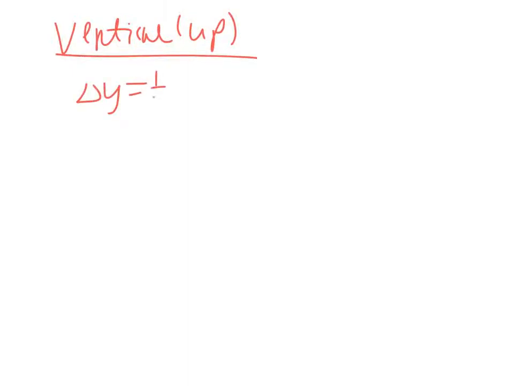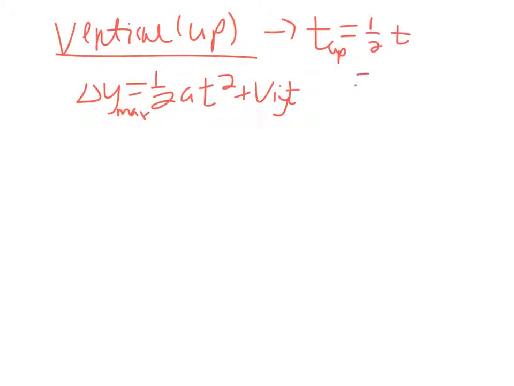Again using delta y equals 1/2 a t squared plus v initial y t. Looking at vertical up only is going to let me figure out what this maximum height is. But if I'm only going halfway up, I know that my time for the way up is going to equal 1/2 of the total time. So half of 2.2 is going to be 1.1 seconds.